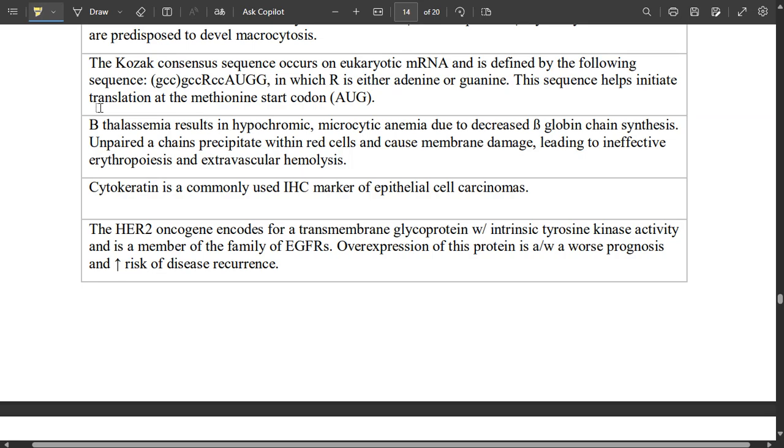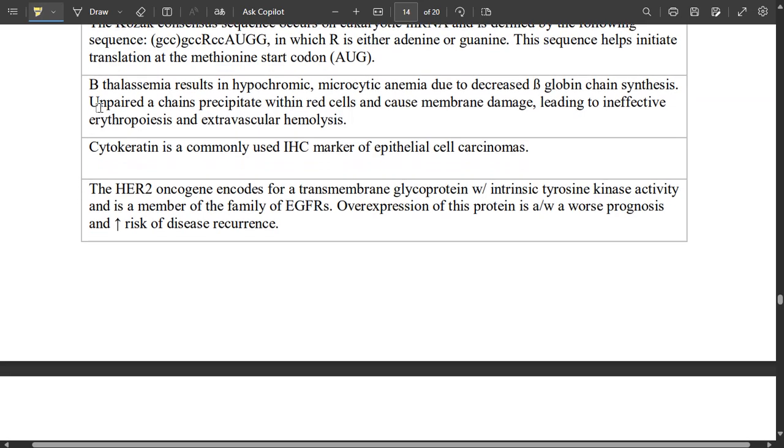Now, unpaired alpha chains. There is a decrease in beta globins, therefore alpha globins increase, and unpaired alpha chains precipitate within red cells. So those alpha 4 tetramers are formed in beta thalassemia, and they precipitate inside the red cells and cause membrane damage. So the membrane ruptures, thereby causing hemolysis. Extravascular hemolysis occurs not within the blood vessel, but because the cell membrane defect is present, the spleen's macrophages cause destruction of the RBCs, hence causing extravascular hemolysis and ineffective erythropoiesis as well.